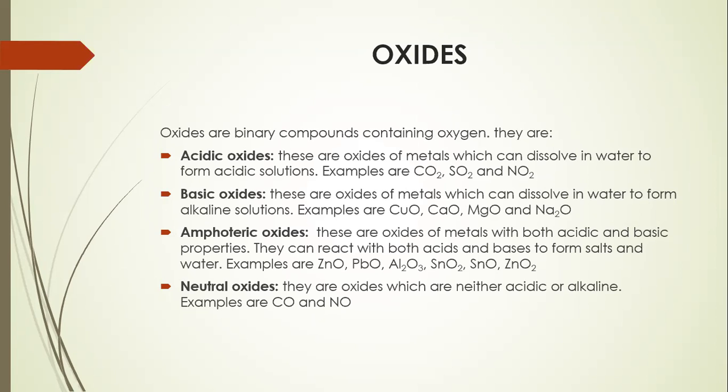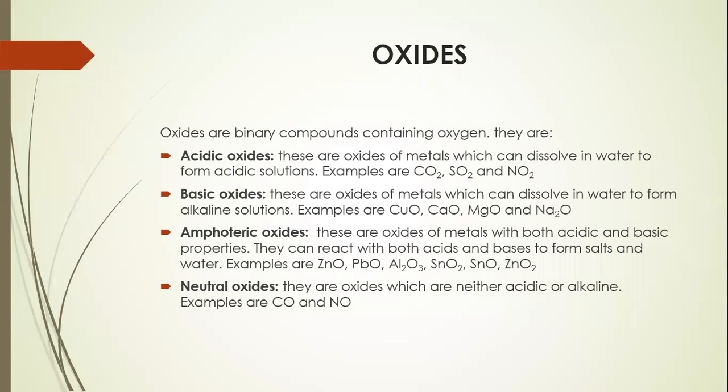For example, you have zinc oxide, lead(II) oxide, aluminium oxide, silver oxide, and zinc oxide again. So these are all examples of amphoteric oxides. Then the last one, you have neutral oxides.